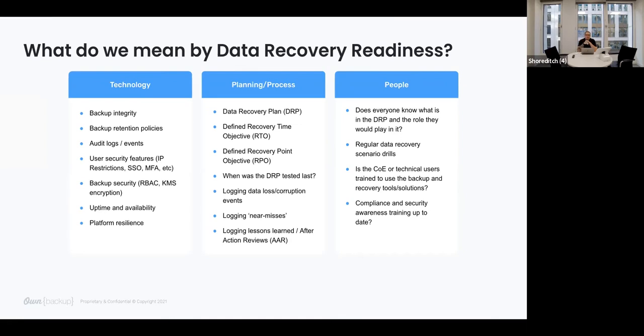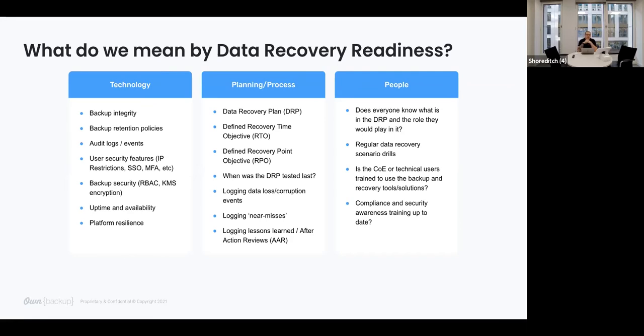Regularly drilling those recovery plans is really super important. What about the COE and the technical users? When was the last time they did a backup and recovery and actually used those skills? Was it 6 months ago? Was it 12 months ago? Was it never? We need to make sure that as our teams grow and change, everyone knows how to use the tools, knows how to recover, and knows how to do all of these things without hesitation. That's where we want to be, because then it goes in line with your compliance in terms of your RTO and RPOs.